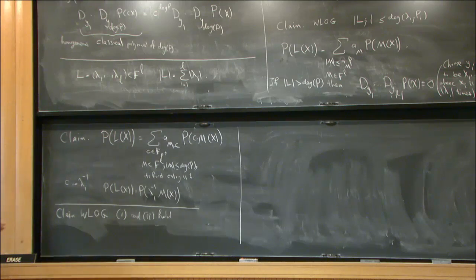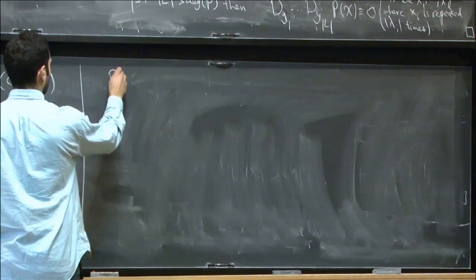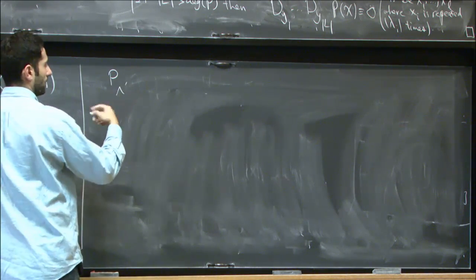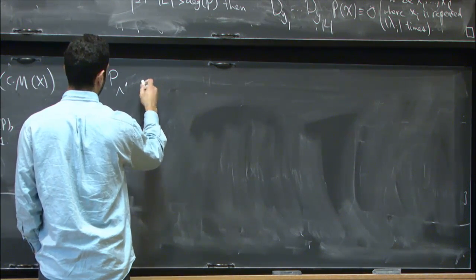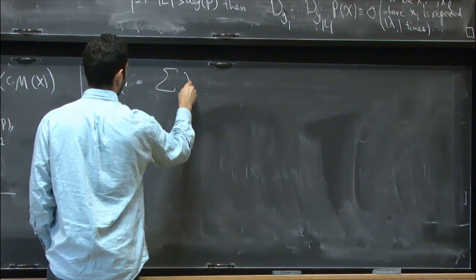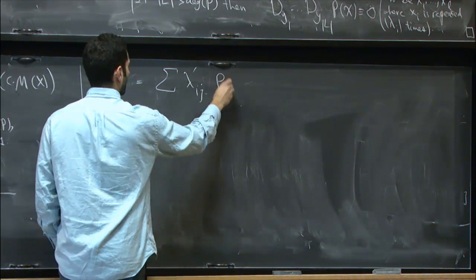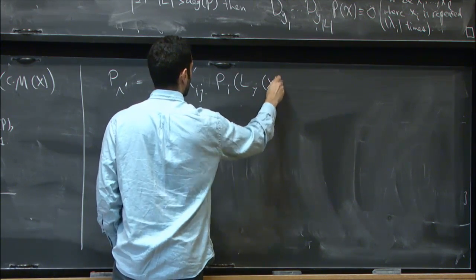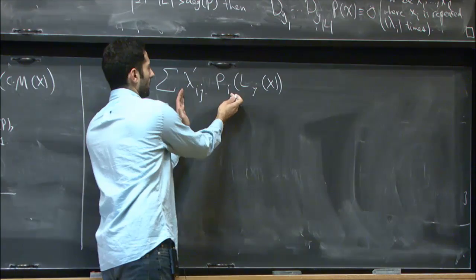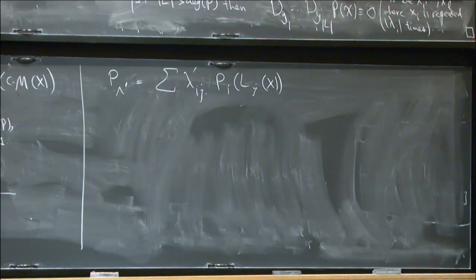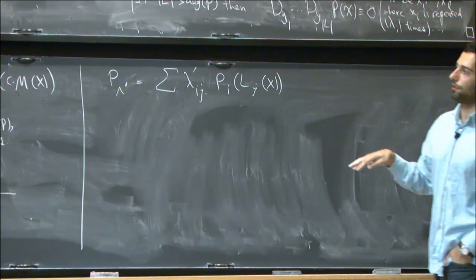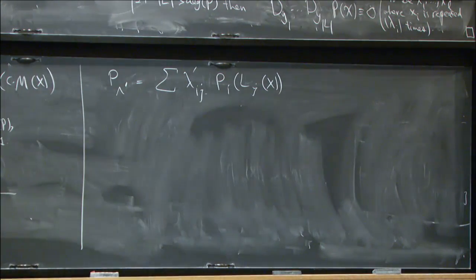So by this argument, after we made this assumption, let's name it p lambda prime. We have that this is equal to lambda prime ij p_i of L_j of x. I claim that either all of these lambda prime ij p_i are 0, so the whole thing is 0, or otherwise the second part of our theorem holds. Otherwise, we actually have no cancellation, and we will get to something that's unbiased.